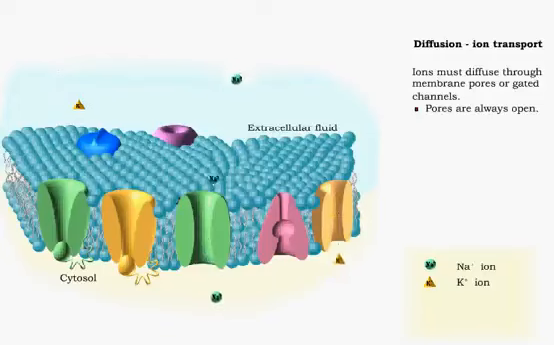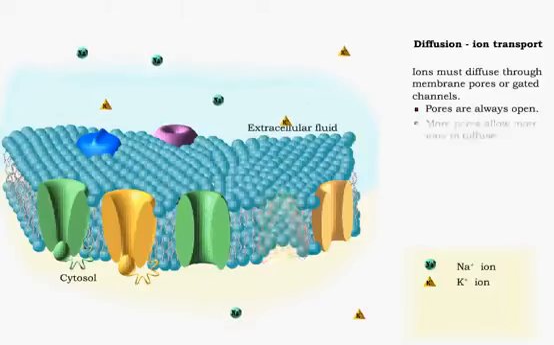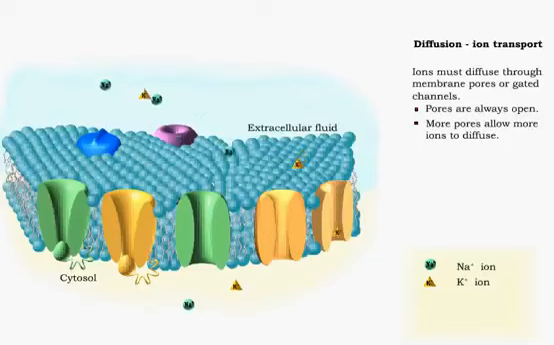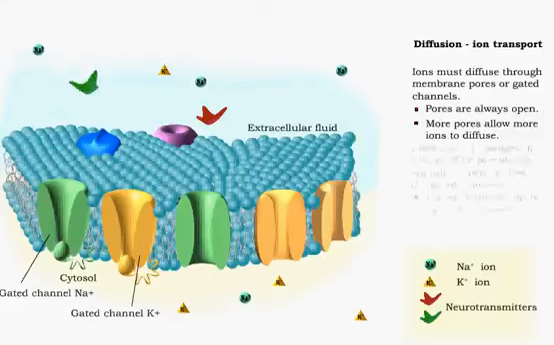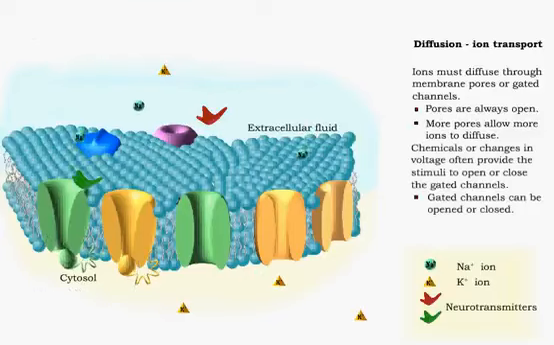Leakage pores are always open. The number of pores or channels determines the amount of ions that diffuse across the membrane. Gated channels are opened when they bond to chemicals or experience changes in voltage.